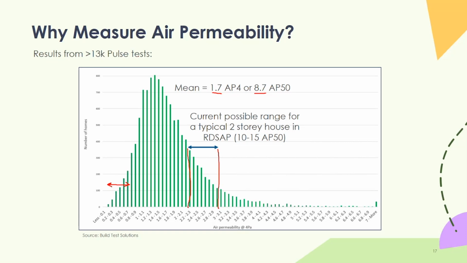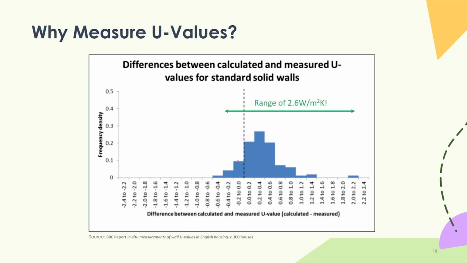So again, hopefully you're seeing a bit of a trend. What I'm trying to say here is that no two properties are the same. There are quite wide variations in how properties perform compared to what models might otherwise have us believe. And then same again here for U values. So this is actually a study carried out by the BRE across 300 homes. We assume solid brick walls to have a U value in the order of 1.7, 1.8.